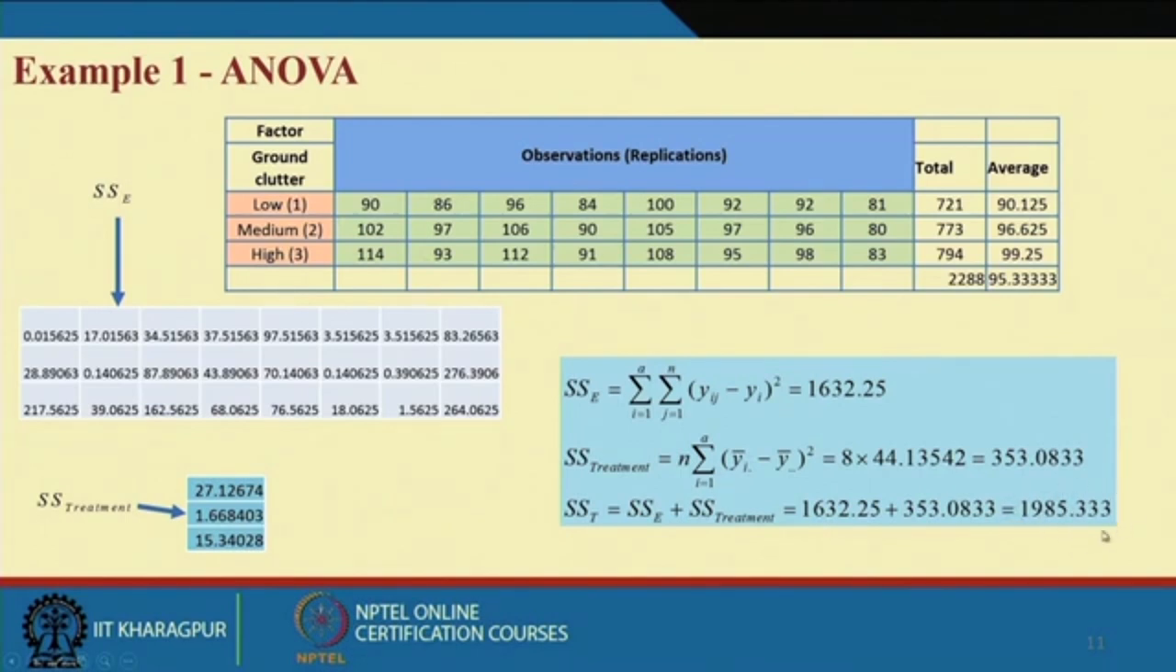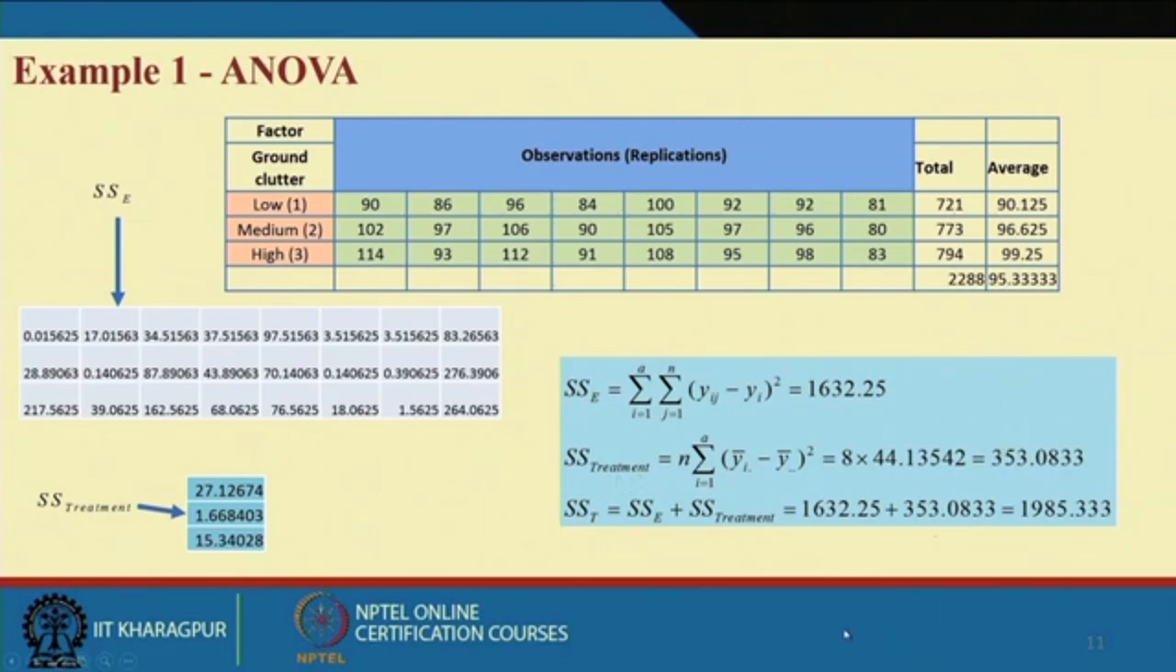Okay, you will get this value. Now, for the treatment, how many treatments are there? There are 1 to 3 treatments. So, what is this? For the 3 treatments: the treatment average minus the grand average, squared; then the second treatment average minus the grand average, squared; the third treatment average minus the grand average, squared. Then take the sum, and you will get SS treatment like this.